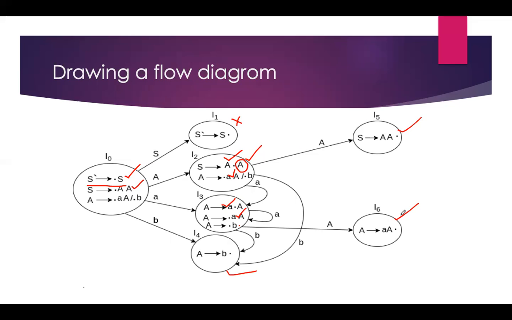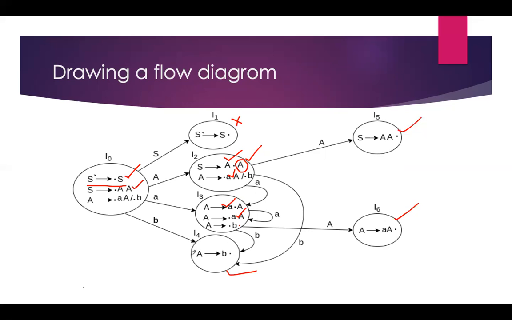So see here, how can we fill? In I4 it is A tends to B dot. Nothing is there after the dot, so we can't expand it. So in the follow of A, we need to fill this rule number.